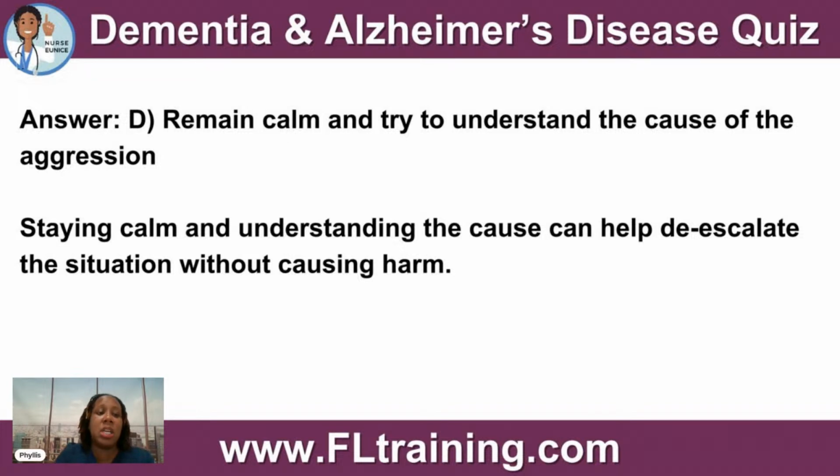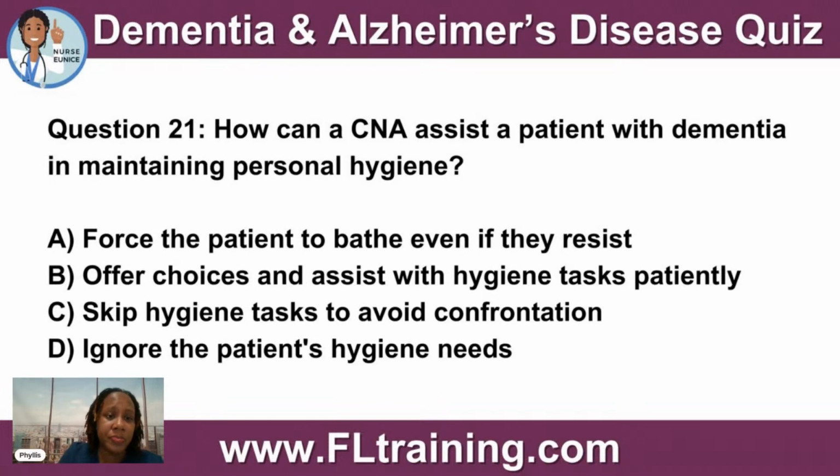If you chose D, way to go. Remain calm and try to understand the cause of the aggression. Staying calm and understanding the cause can help de-escalate the situation without causing harm. Believe it or not, some of these patients can be strong and feisty when they don't get what they want because their brain isn't in the right mindset. So always remember, anything you can do to stay calm around patients with dementia or Alzheimer's, please do it. All right, you guys, next question.